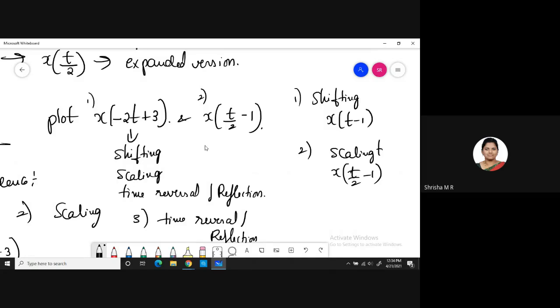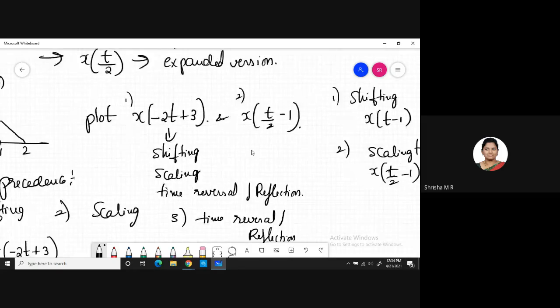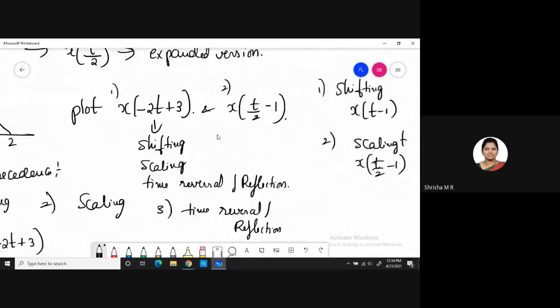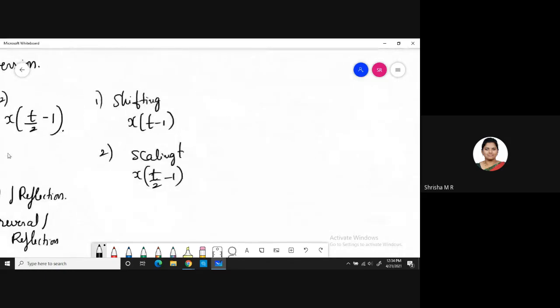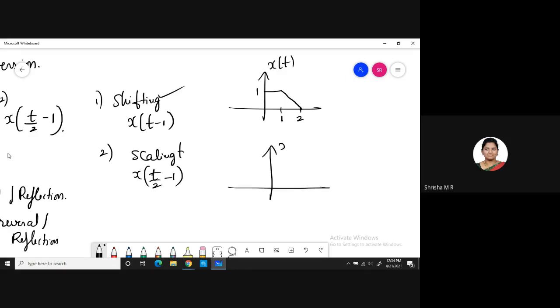Okay, so first let us shift it. Our original signal, I'll draw it once again. This is our x of t. It is present from 0 to 2 with an amplitude 1. Now you perform shifting, x of t minus 1.